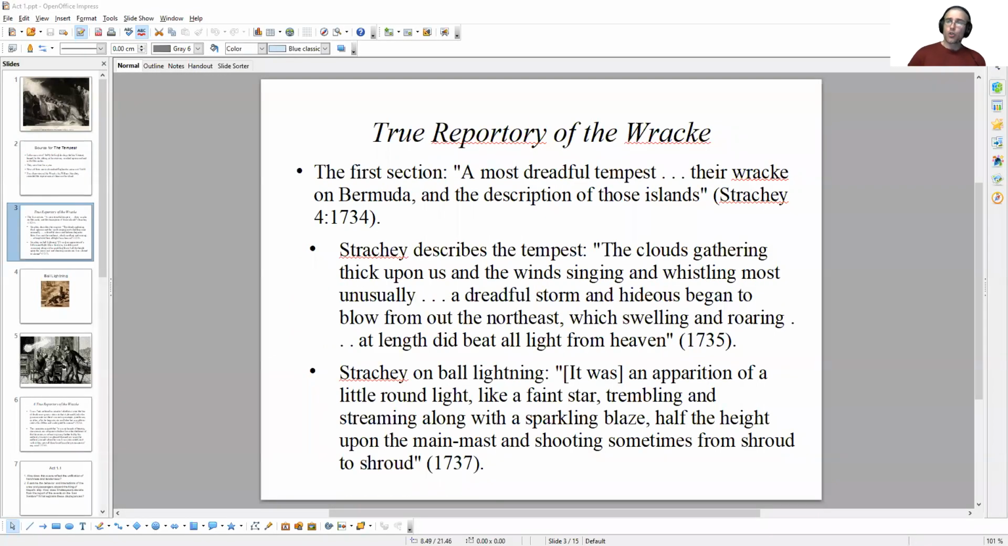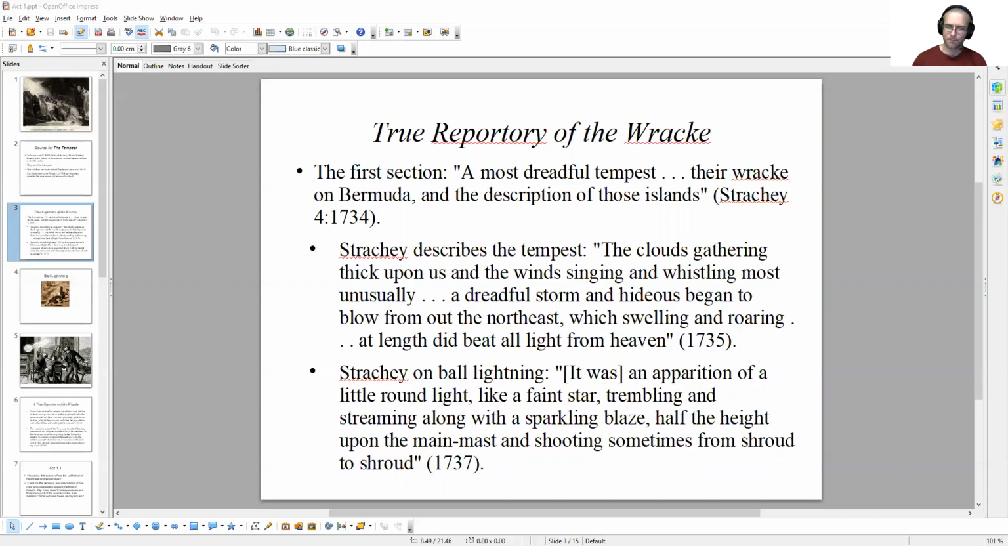Now, in this True Repertory of the Wreck, or this true report or story of the wreck that was produced by one of the survivors of this crash, about 150 people survived. One of them went on to write this account of their experiences. In this account, William Strachey, a man who had survived on that island for about 10 months, described this initial storm that caused them to crash, to get caught up and dashed against the rocks and forced to survive on this island, as a most direful tempest, their wrack on the Bermuda, and the description of those islands in his first chapter.